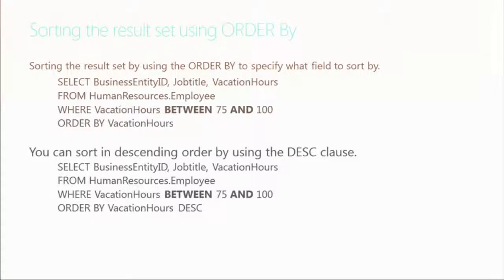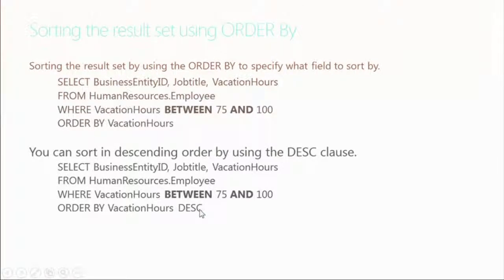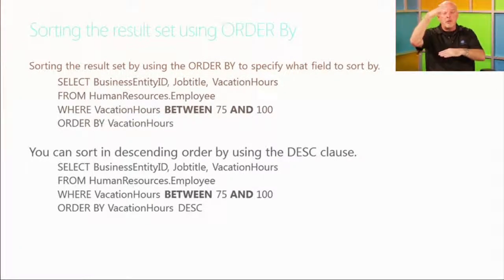You can reverse that. I used the same exact command on the bottom of the slide here. And on the reverse of it, all I did is add DESC, short for descending. So now instead of seeing 75 at the top of the display down to 100, I'm going to flip that and see 100 down to 75. So it gives me an opportunity to decide what order I want to sort them. And it doesn't have to be vacation hours. It could be by date. It could be alphabetically. We can choose what column we want to order by.